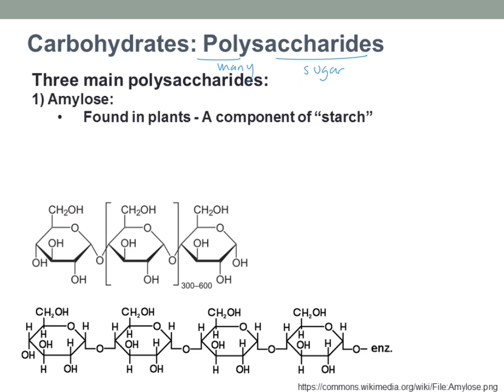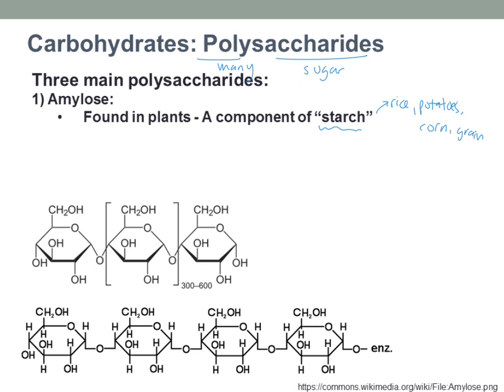things. The first polysaccharide I want to look at is amylose. This is the one that's found in plants. This is what we commonly call starch, so think of something like rice, or potatoes, corn, just grains in general, wheat, stuff like that. So this is your starchy stuff.